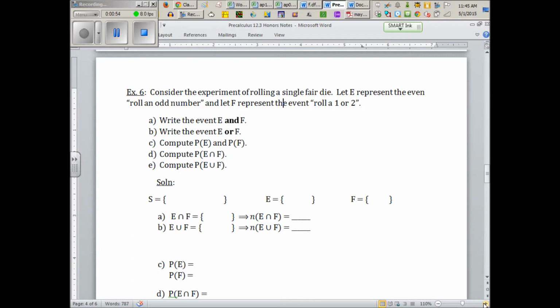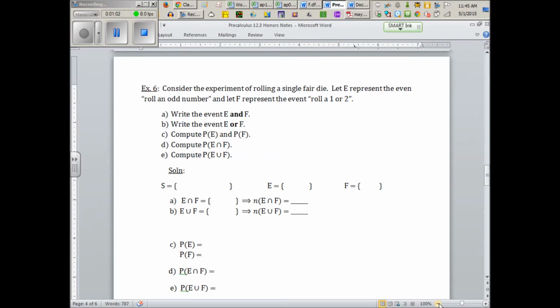I teach it a little bit differently. I teach it totally from a set theory perspective, like a 12.1 style. So let me show you what I mean. Here, it's a single fair die, and it's rolled one time. So the sample space is just 1, 2, 3, 4, 5, 6. These are what could be face up on the die.